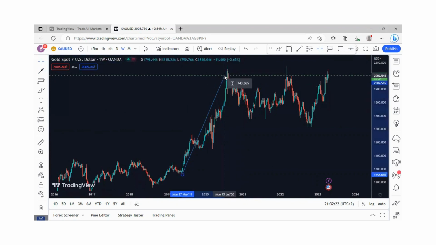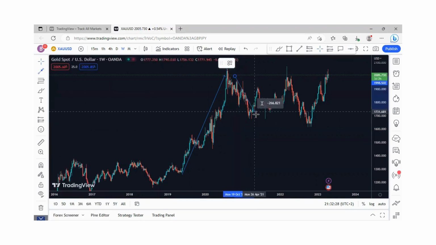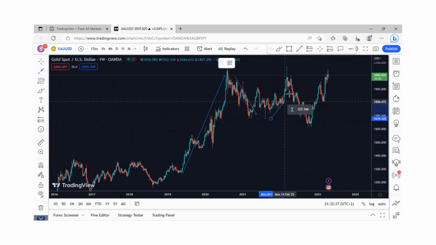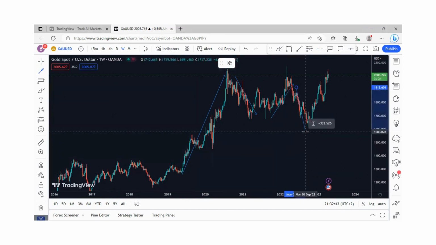This is an impulse. This is a correction. An impulse. And this is a bigger correction. Then we have another impulse.